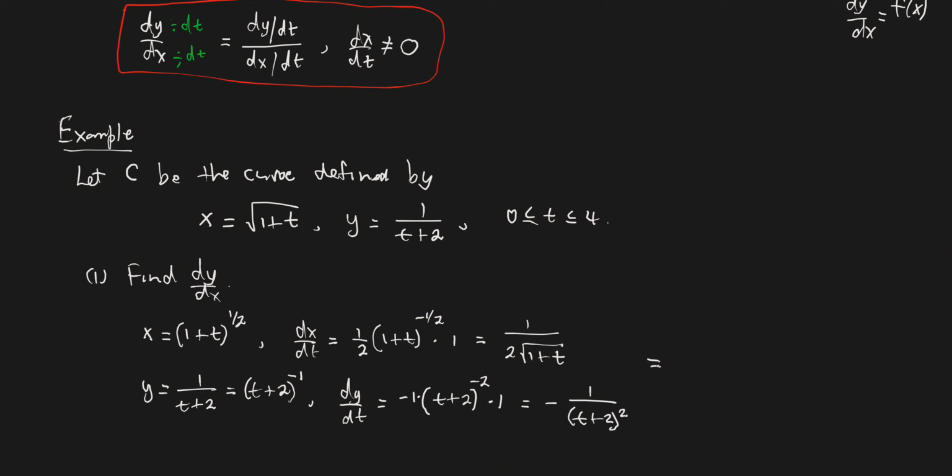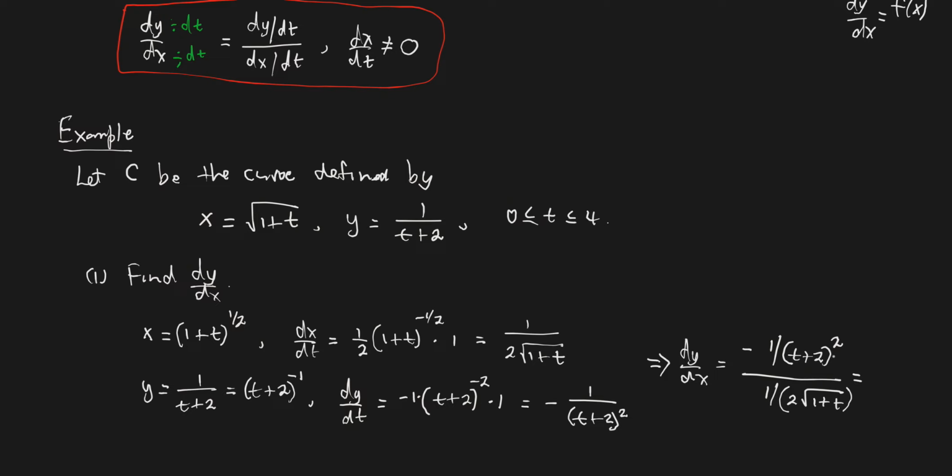So here we go. So here is dy/dx. dy/dx is where you take the y derivative, which is negative 1 over the quantity t plus 2 squared, divided by the x derivative. So this is our x derivative, so it's 1 over, again, 2 root 1 plus t. Notice I'm using parentheses here just to show that I'm dividing by the entire quantity, the 2 root 1 plus t, like that.